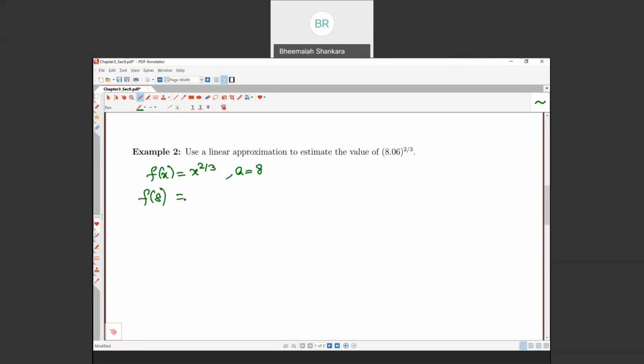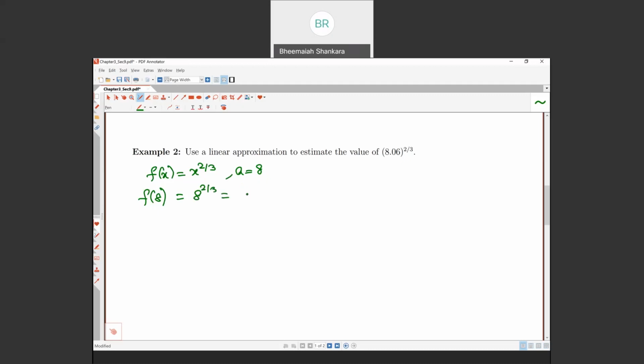Sometimes the a value is given, like the previous example, where a was 0. Sometimes it's not given. When it's not given, you're good to assume the a value, but it should be a nice neat value with which you can evaluate the function without using a calculator. So I don't choose a decimal value here, but at least the nearest nice neat whole number to 8.06 will be 8. So let's calculate f of 8, 8 to the 2/3.